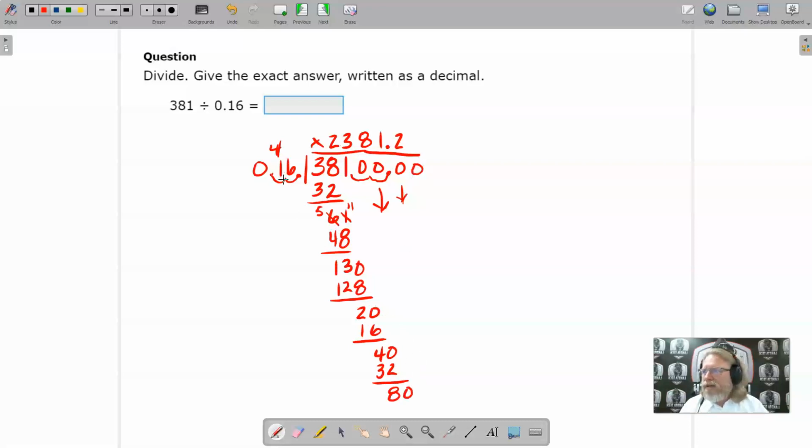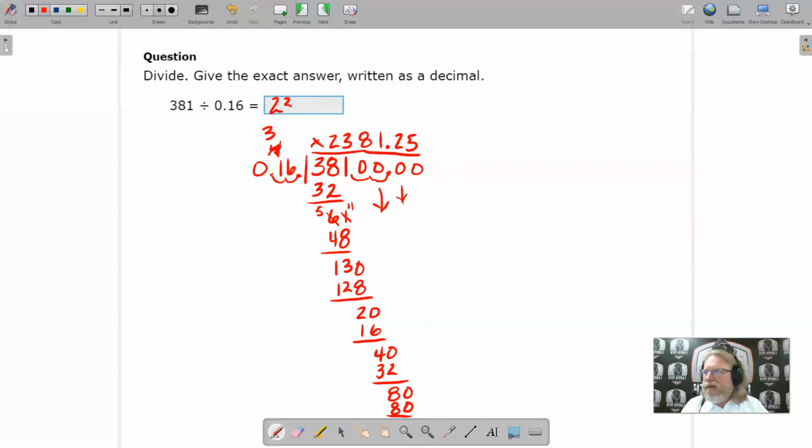All right. 16 will go into 80. Let's try 5 times. 5 times 6 is 30. Carry the 3. All right. 5 times 1 is 5, plus 3 more is 8. And indeed, we are finally at 0, right? So this is our final answer.